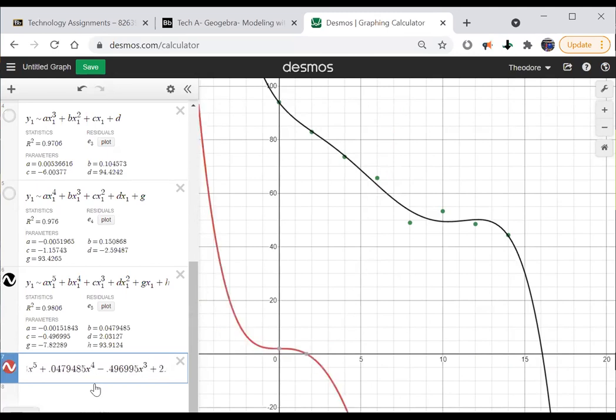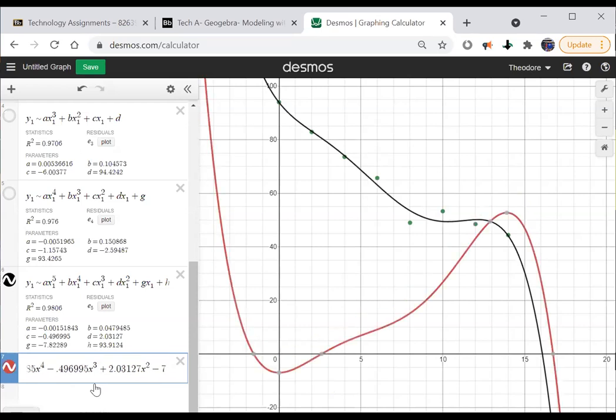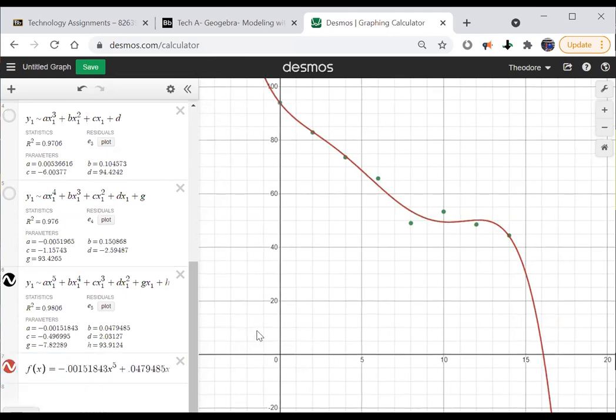plus 2.03127 x squared. A little easier to type as you go. There's less stuff to type in, you know. Understatement of the year, I guess. x, and then plus 93.9124. And this is where you find out whether or not you typed it incorrectly, because the red should match up with the black. Turn them off and on and make sure that they do. So we're in good shape there.